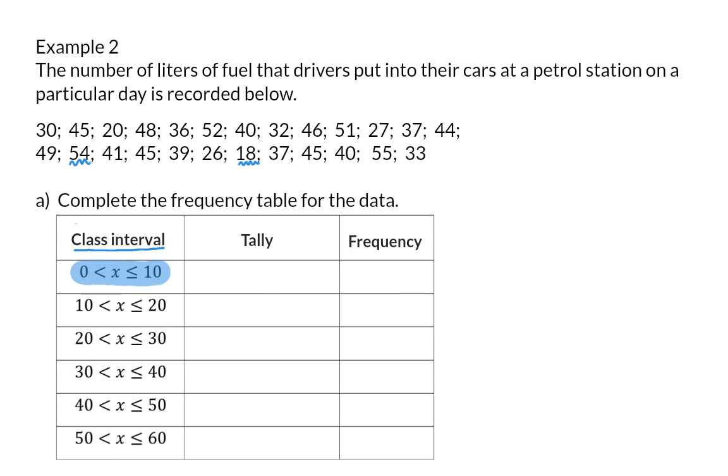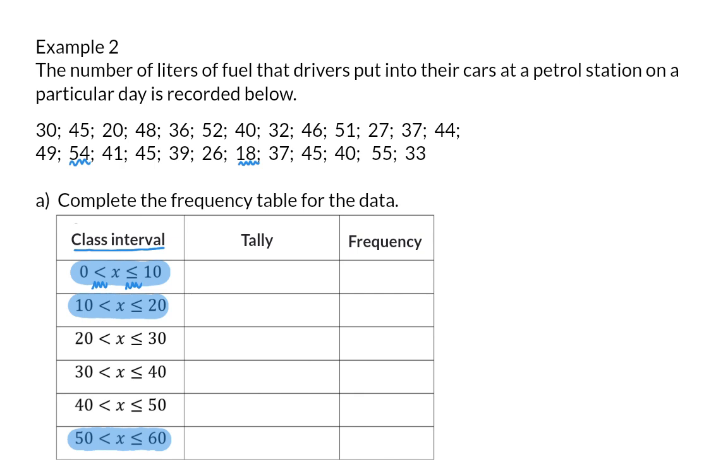Our first group or class interval is from 0 to 10. And this notation indicates that 0 is not included or not part of this interval, and the equal sign added to the second inequality means that 10 is part of this group. Any number of liters just more than 0 and right up to exactly 10 liters will fall into the first class interval. All the class intervals are the same size. So our second group is from just more than 10 up to exactly 20. This continues up to our last interval, which is just more than 50, right up to exactly 60 liters.